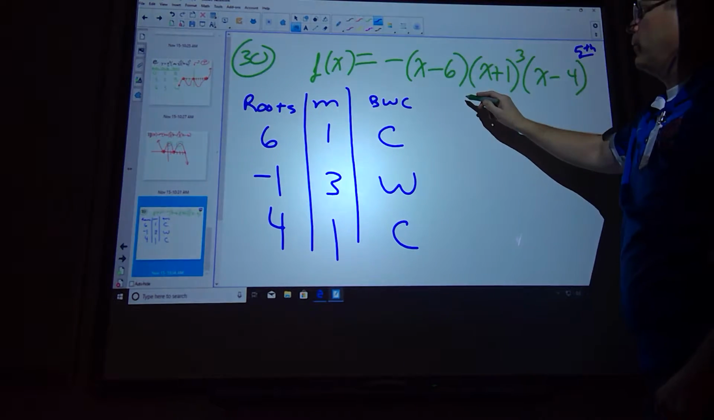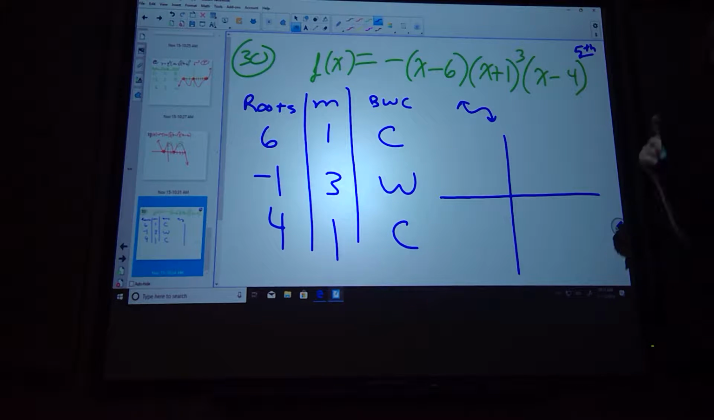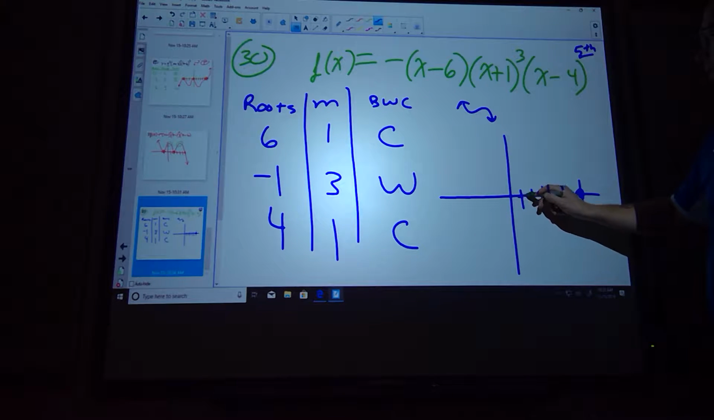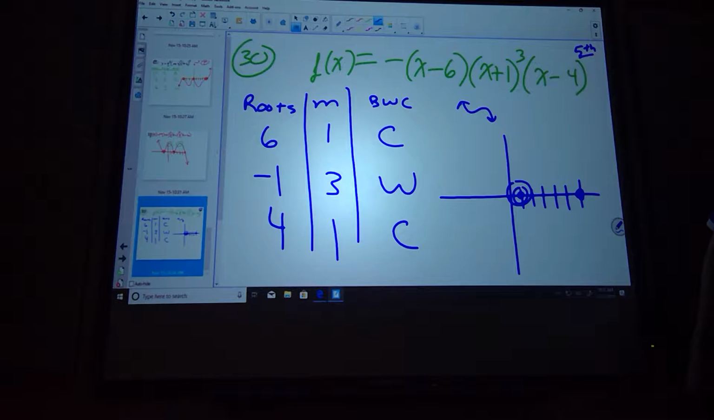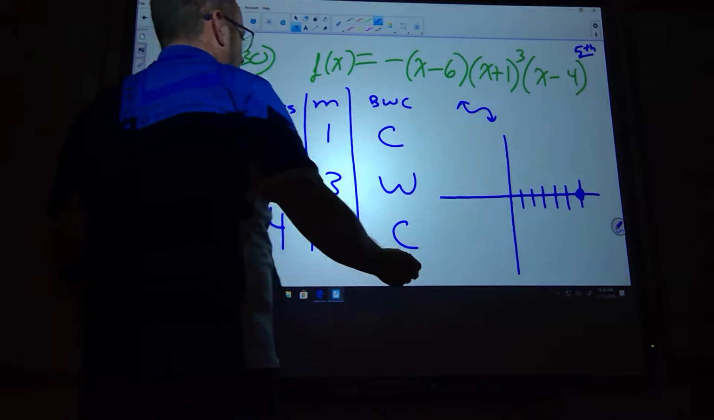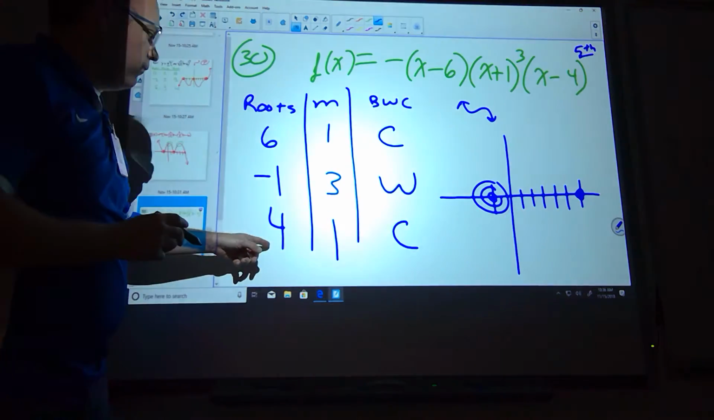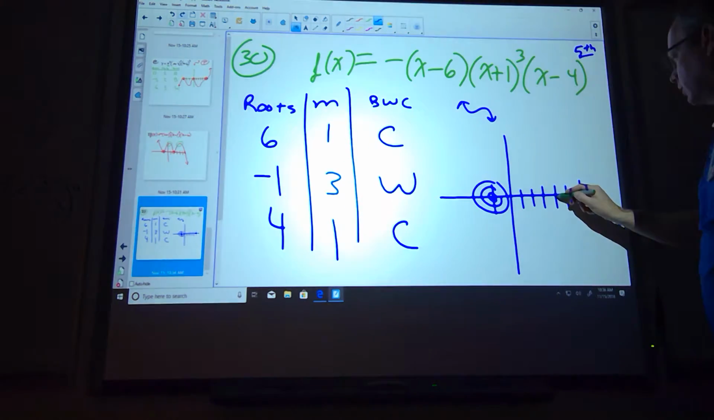Because I have a negative out front, it's going to look something like this. So it flipped over. At the right, it's going to go to negative infinity. And let's try and graph this. At positive 6, I have a cross. At negative 1, I have a wiggle. That's one, not negative one. Let's see, negative 1. And then at 4, it's just going to go through.